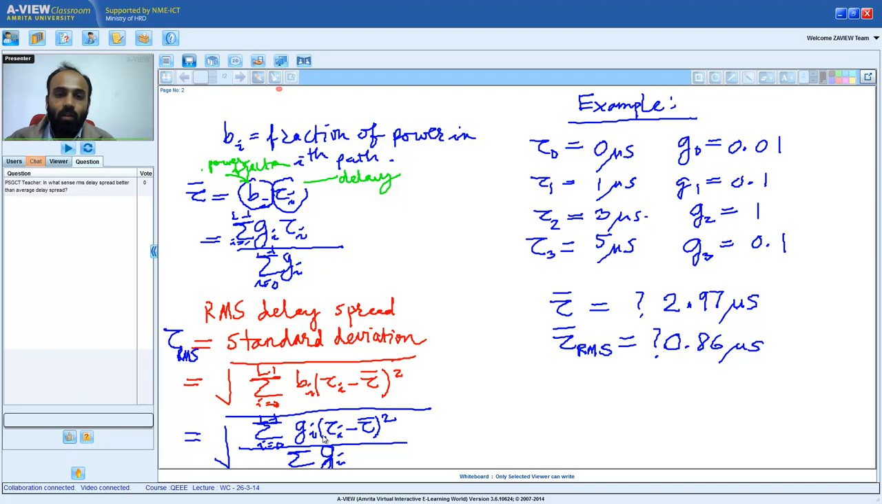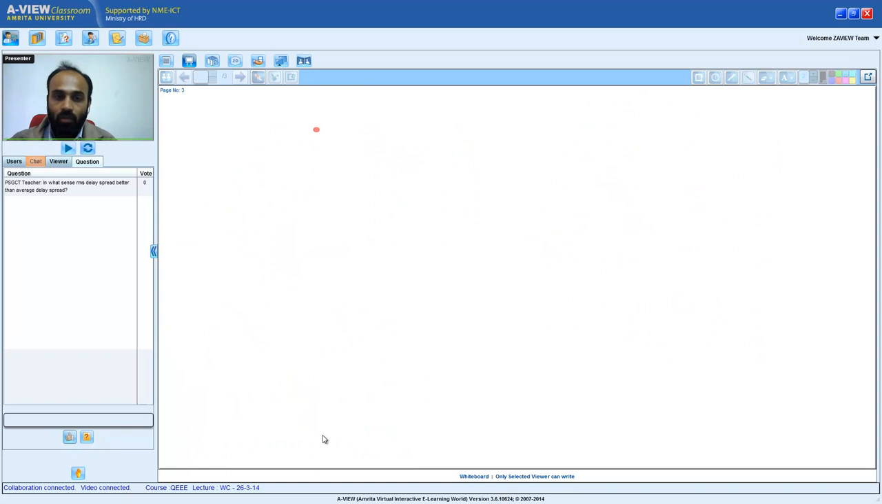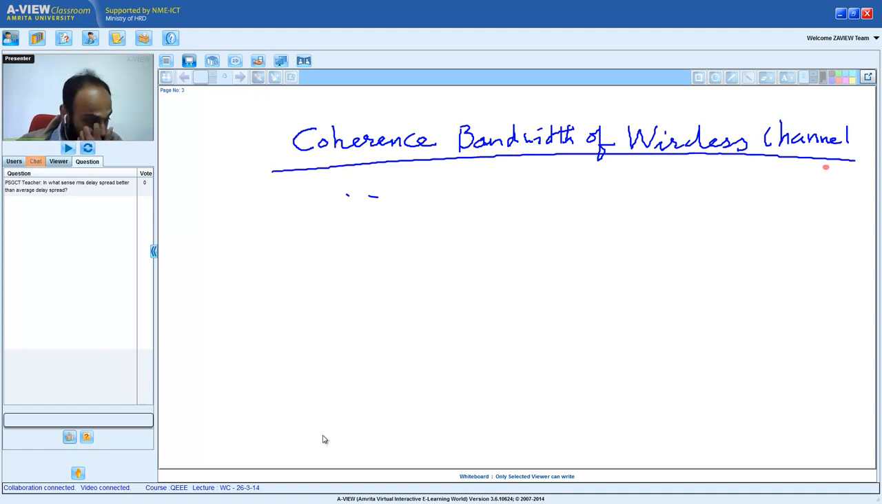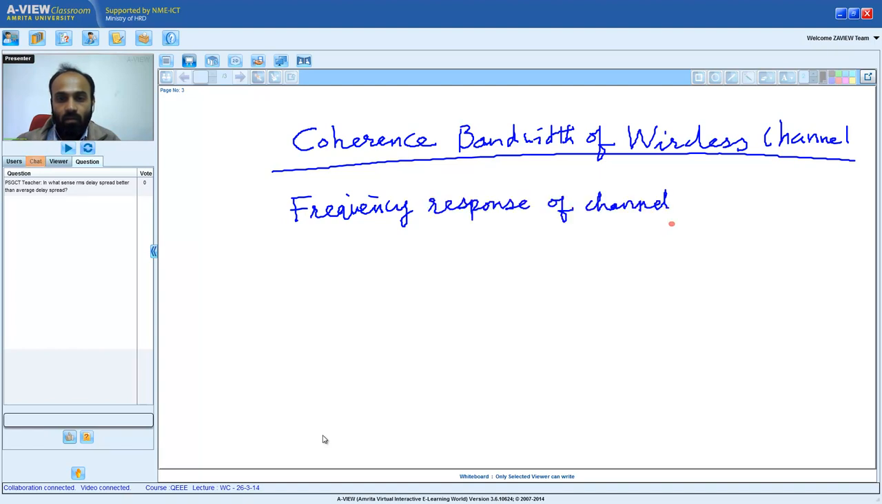Today I want to start a slightly different topic, and that topic is basically the coherence bandwidth. So I want to start with a new topic today that is known as the coherence bandwidth, the coherence bandwidth of the wireless channel. Can someone tell me what is the coherence bandwidth? So what I'm going to do is start with the channel frequency response of the wireless channel.